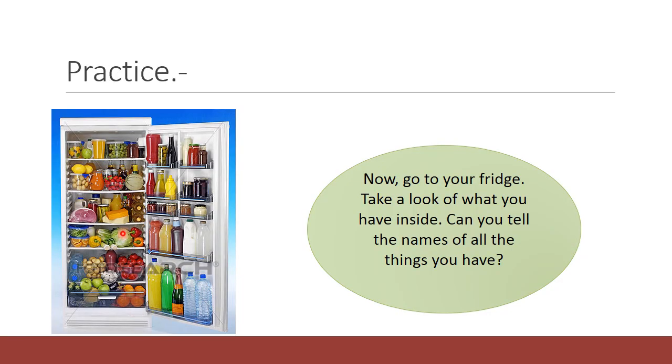Now it's your turn to practice. What do you have to do? You have to go to your fridge, take a look at what you have inside. Can you tell the names of all the things you have? So this is a vocabulary practice. Go to your fridge and start telling the names of all the things that you have there.